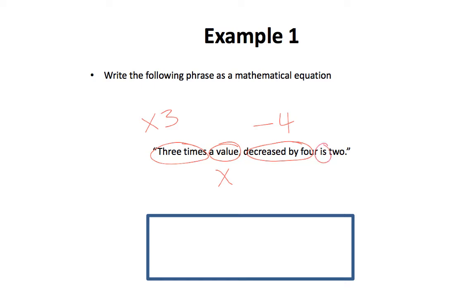Is corresponds to an equal sign, and 2 corresponds to just the number 2. If I put together all of these things, I get 3 times a value decreased by 4 is equal to 2.